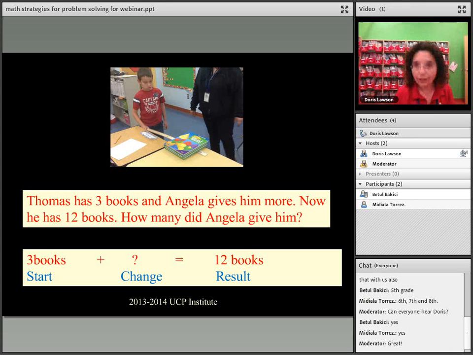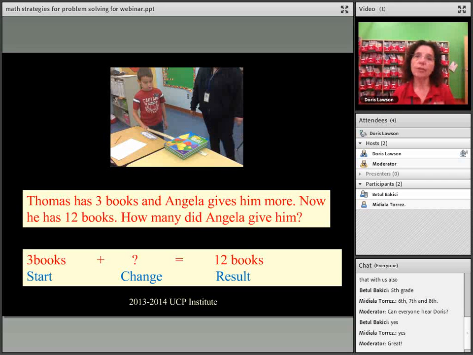But you have to have that common language so that the kids will say, I know where to start. Where am I starting? I'm starting at 3. Okay, what's changing? Angela gave him more. And now I'm ending up with, this is my result, this is my end. Now here, I start talking about strategies, and that's what I've got at the end of my presentation, and if I do it now, well, we'll skip the end. I talk about strategies with them.